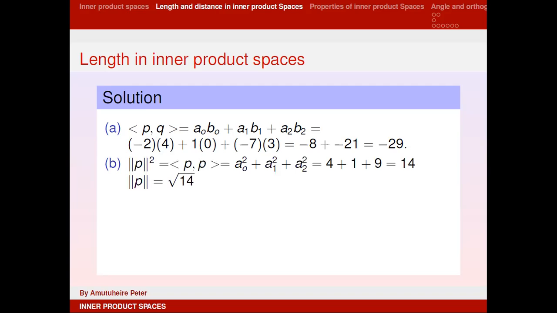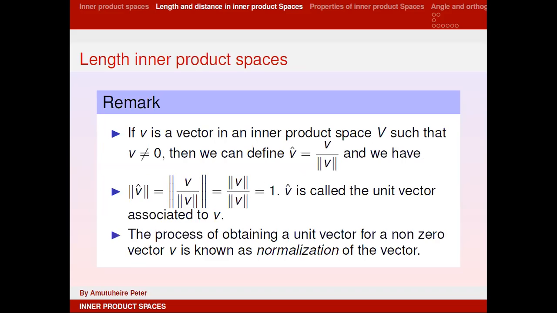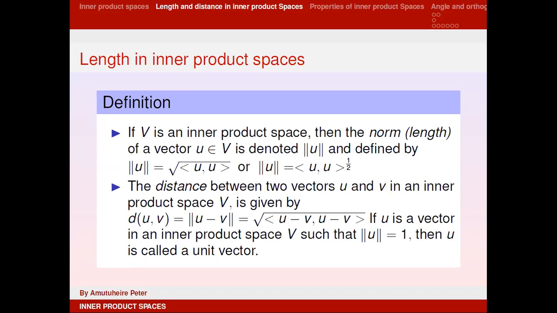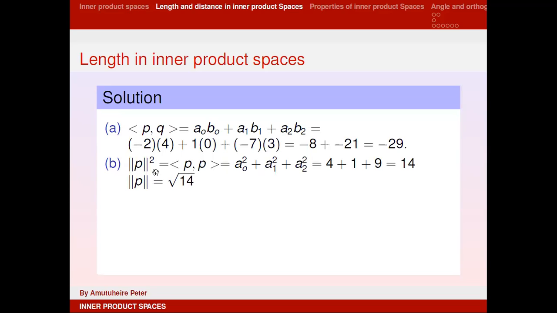Okay, part B, the length. Again, from the definition of length, we said the length of vector u is the square root of the inner product of u with itself. So when I take the square root on this side, it means the norm squared is the inner product of u. So that's what we are using here: the inner product of P and P, which means I multiply the coefficients.